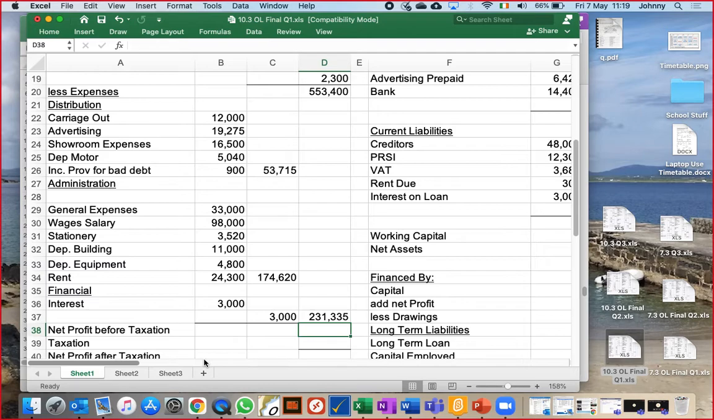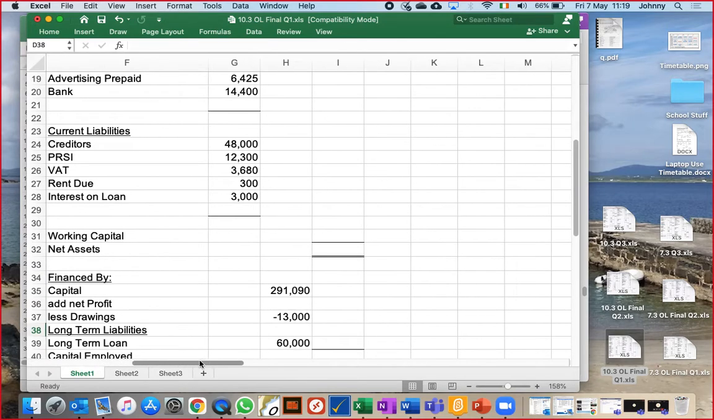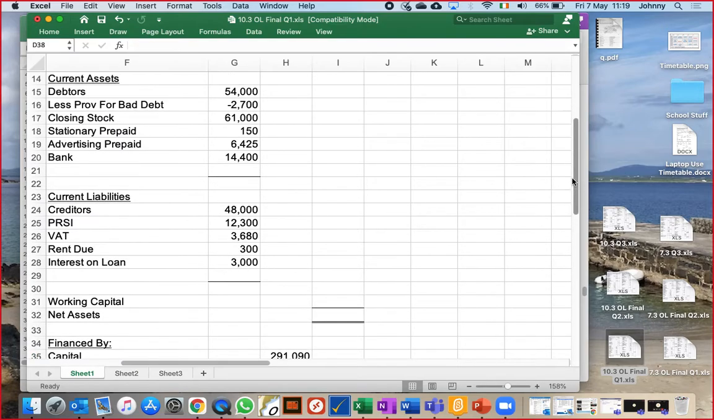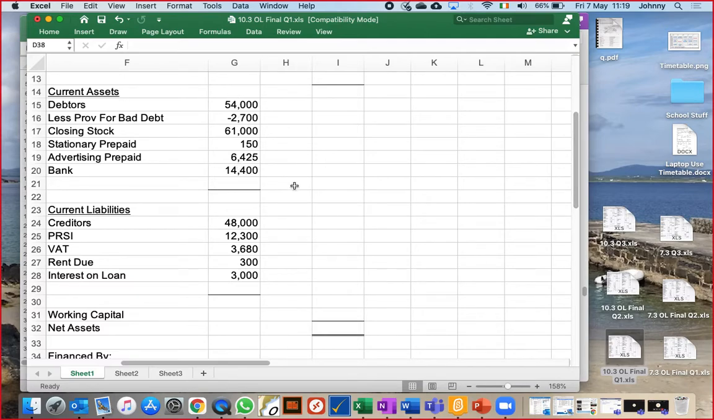Okay, so working capital is the number that you get when you subtract the current liabilities from the current assets. So if you just follow the screen for a second. You've added all of these numbers together and you get a total. You add these numbers, you get a total. And when you subtract those two, that gives you your working capital. Okay, great.